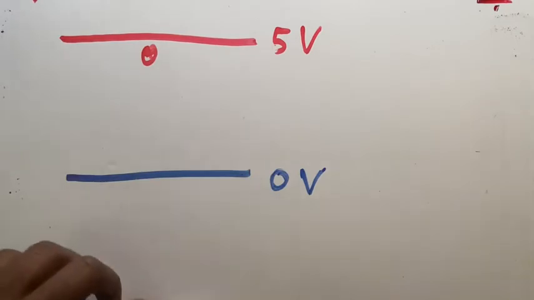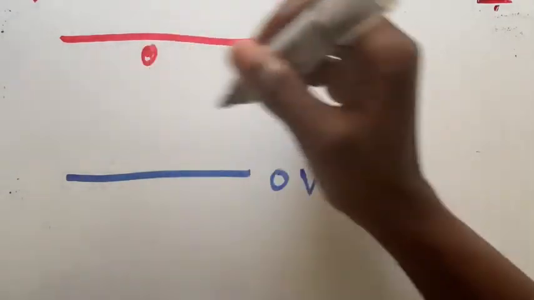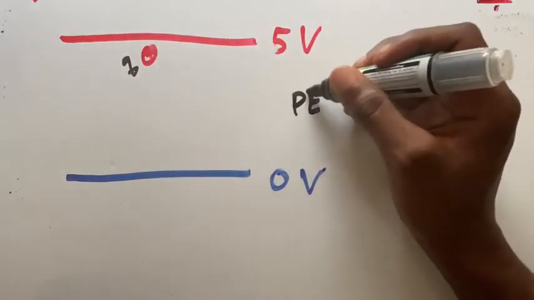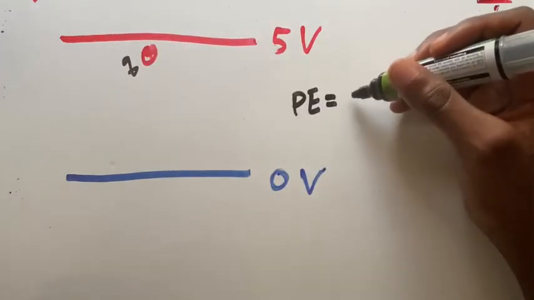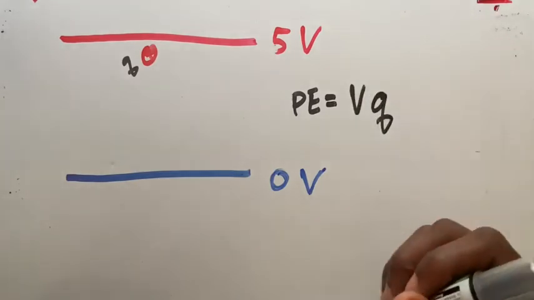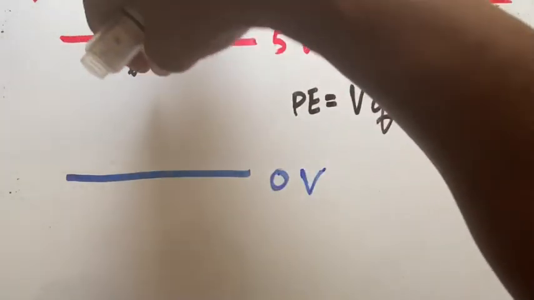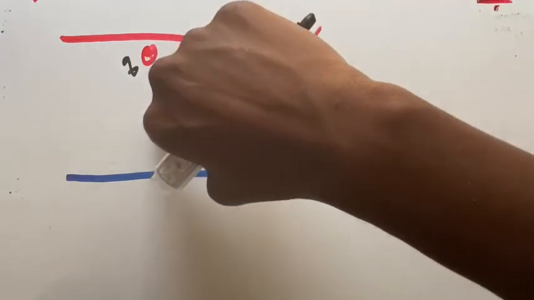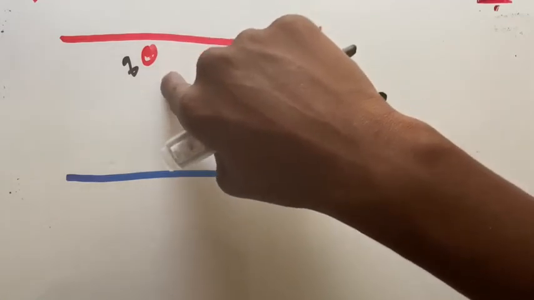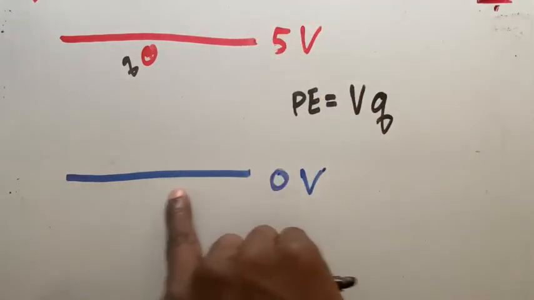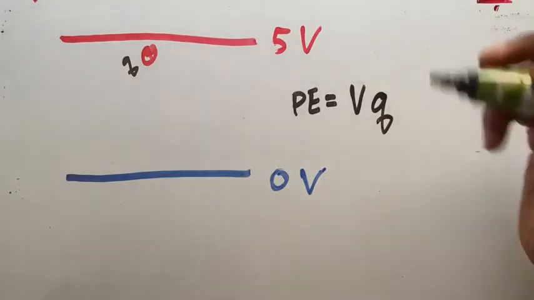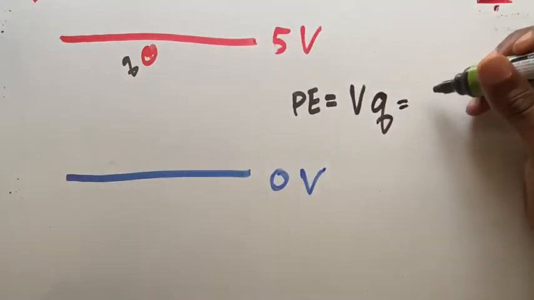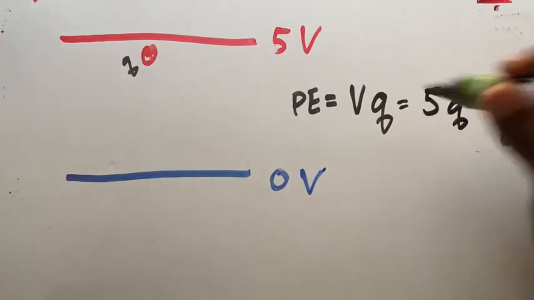And so now we can find the potential energy of that charge. This has some charge Q. Potential energy is going to be equal to the voltage times the charge. And so up here at the very top, the voltage is 5. Then as this drops downwards, the electric potential gets less and less until it reaches 0. And so the potential energy would be basically 5 times Q, whatever that charge is.